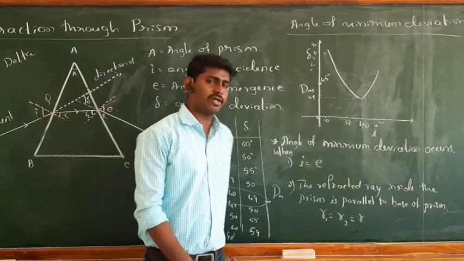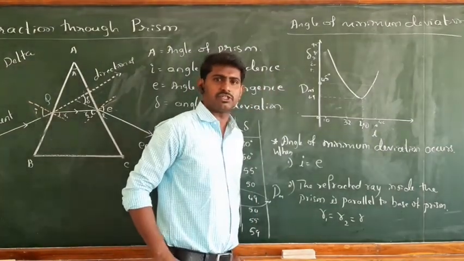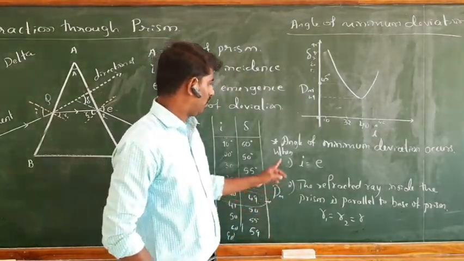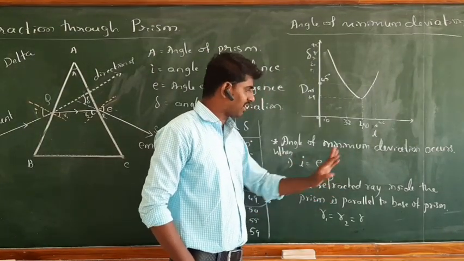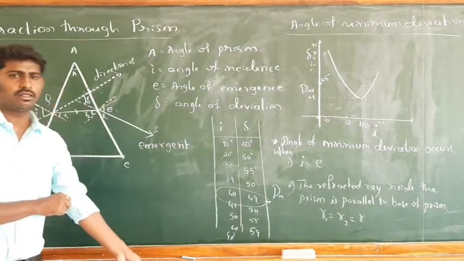You may get a 2-mark question like write the condition for minimum deviation. Or minimum deviation occurs only when I equal to E and the refracted ray inside the prism is parallel to the base of prism. Okay.